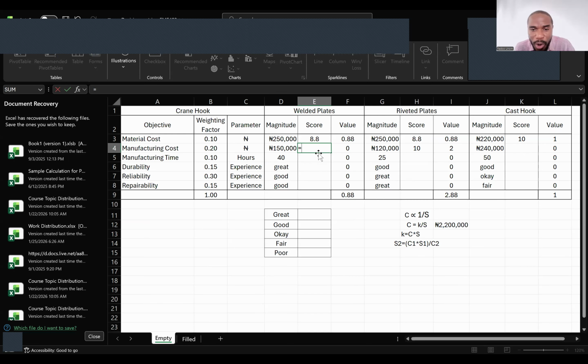So the score for 150,000 equals the cost for the riveted plates times the score that we have given it, which is 10, divided by this 150,000 naira that we're considering. So what's the score for 150,000 naira? 8, right? And then its value, because manufacturing cost is more important than material cost, is 1.6, right? Good. Let's find out for this one.